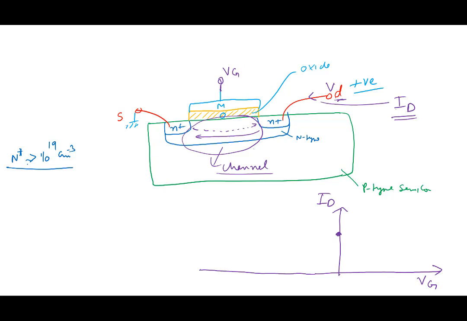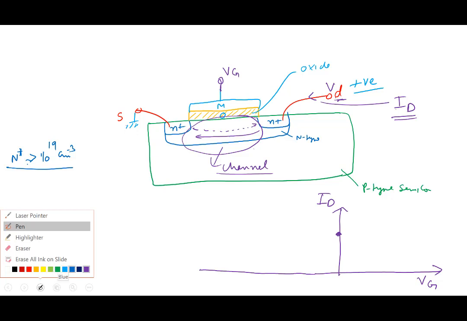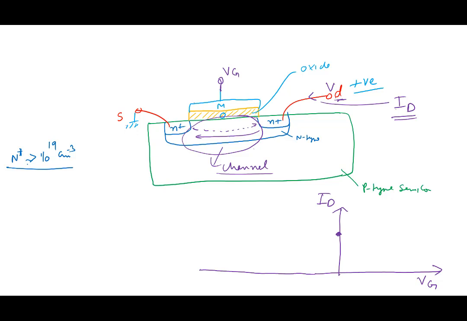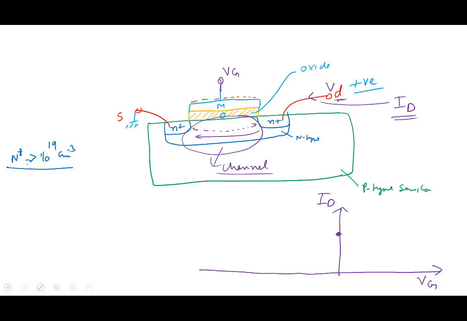Now I apply negative gate voltage. What will it do? Negative gate voltage will require negative charge here. Where did the negative charge come from? Basically from the channel. The electrons went away. And what did they do? They leave behind this positive charge donor atoms. So what will happen to the current?